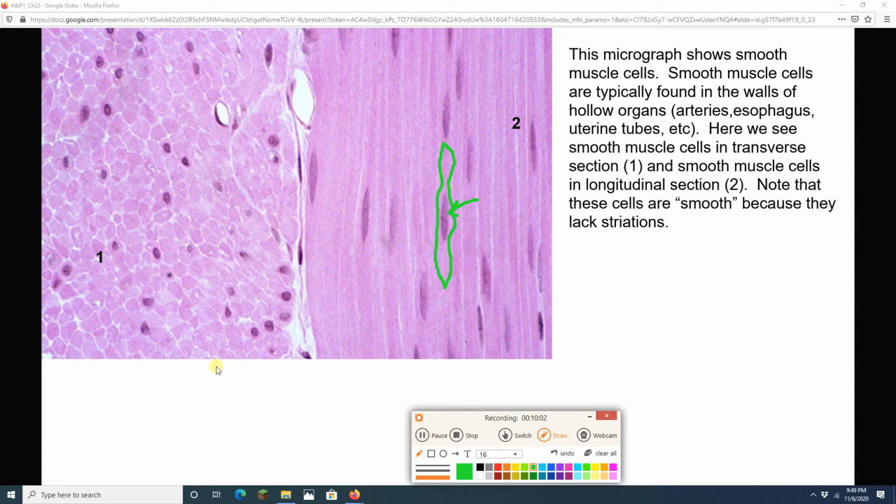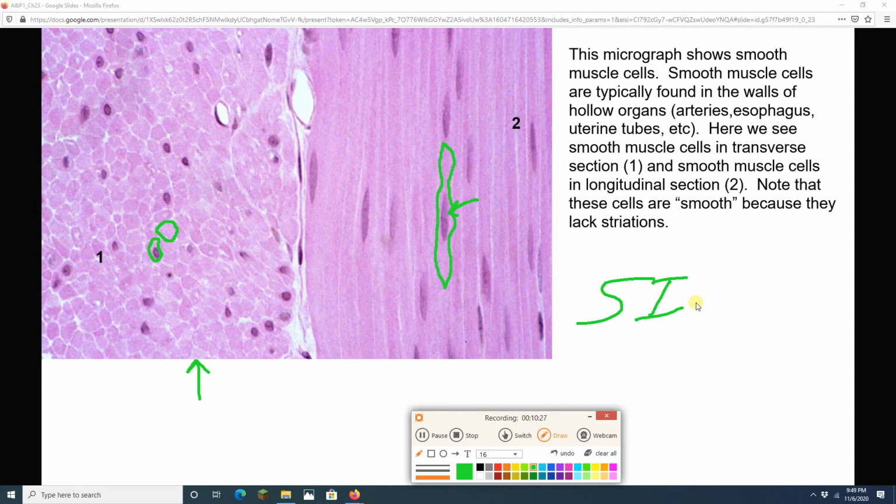We also see these guys over here in transverse section. So each of these little circular things here is a smooth muscle cell. Sometimes the nucleus is in there. Depends whether we cut right through it or not. This is actually a slide from the small intestine. So the muscle cells here would help move food and food waste onward.